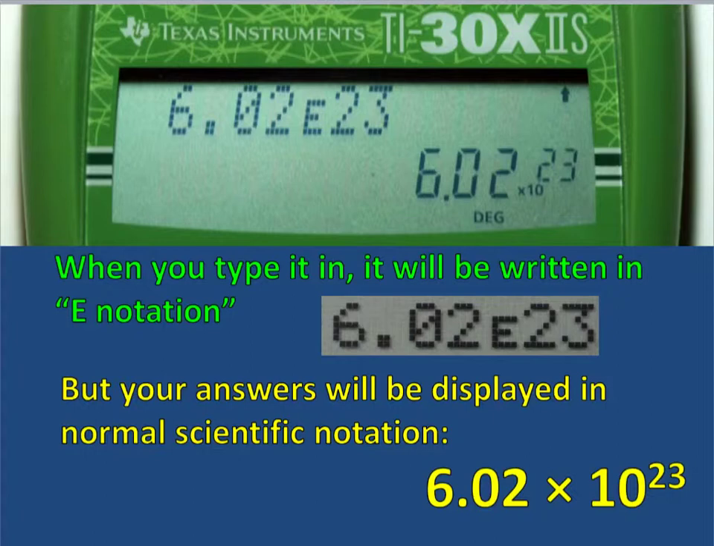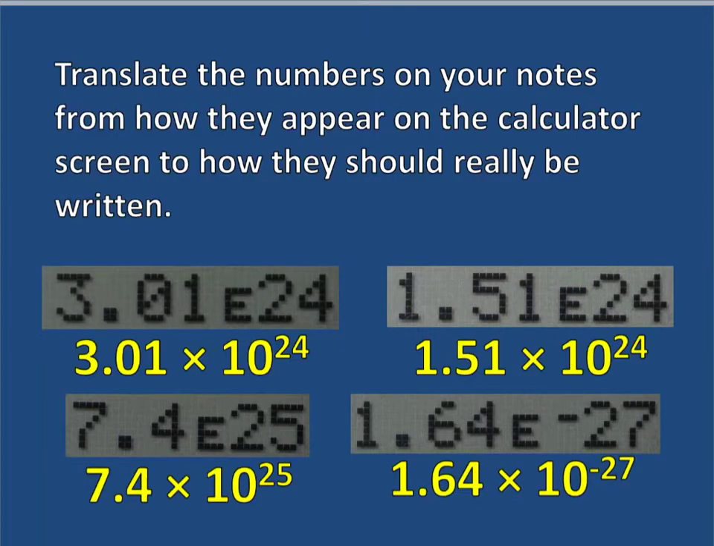Okay, now when you type it in, this is what it's going to look like. 6.02 E 23. The E represents times 10. So instead of just writing times 10, they just use an E symbol for it. But it's the same thing as saying 6.02 times 10 to the 23. Okay, so this is the calculator version, and this is the version that you actually have to write down. Now on your notes, you have the exact same images that I have up here on the slide. So 3.01 E24, 1.51 E24, you get the point. I want you to rewrite those in scientific notation. So replace the E with times 10 to the whatever. So go ahead and do that, and as soon as you're done, I'll give you more instructions.